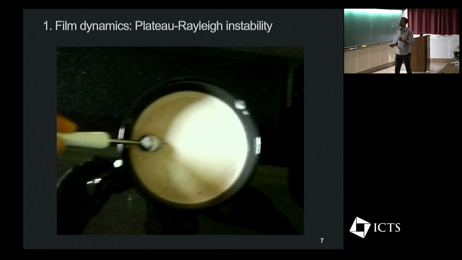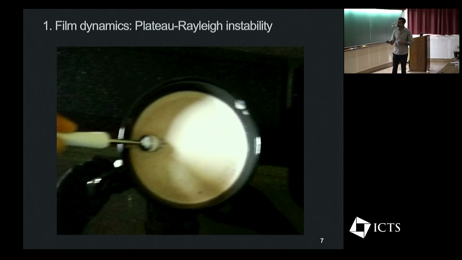So the first is film dynamics. So when you have a thin film in a cylindrical configuration, either as a jet or on the outside of a rod, or in this case on the inner side of a cylinder, it suffers an instability driven by surface tension, which since it's an Indo-French workshop, I shall refer to as the Plateau-Rayleigh instability. So basically, if you have a cylindrical interface, it deforms and forms beads.